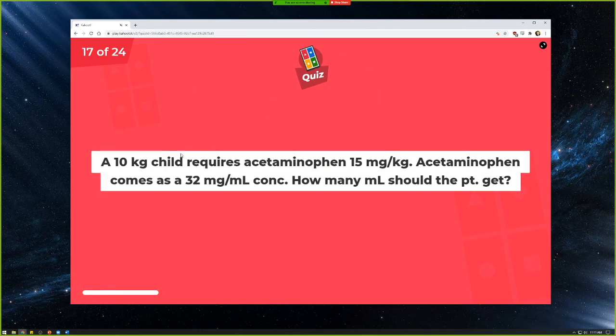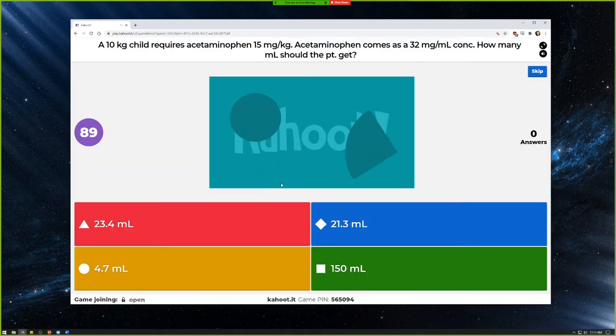Let's see, a 10 kilogram child requires acetaminophen 15 milligrams per kilogram. Acetaminophen comes as a 32 milligrams per ml concentration. How many mLs should that patient get? So again, you're going to have a question similar to this on the exam. So you should be able to figure this out pretty straightforward. I'll show you the step-by-step process too when we're done if you can't get it. So be 23.4 mLs, 21.3, 4.7, or 150 mLs. What do you think?